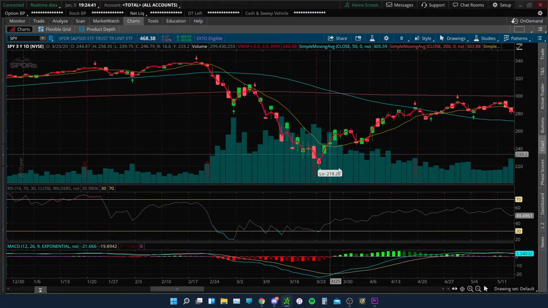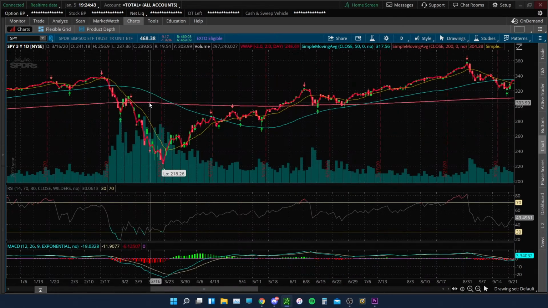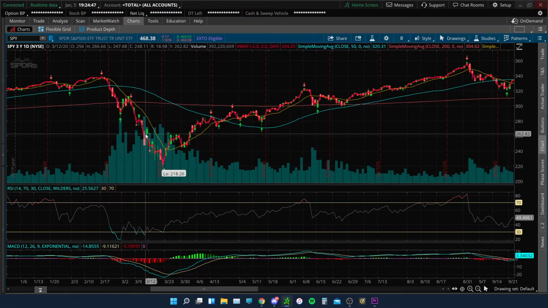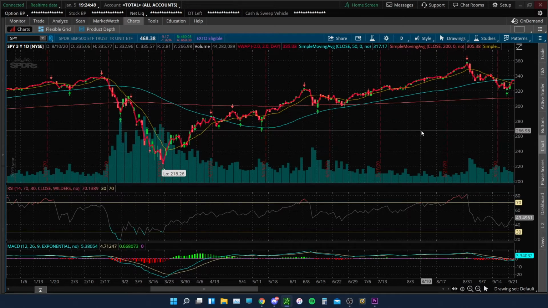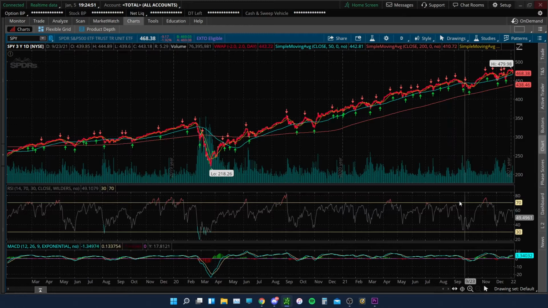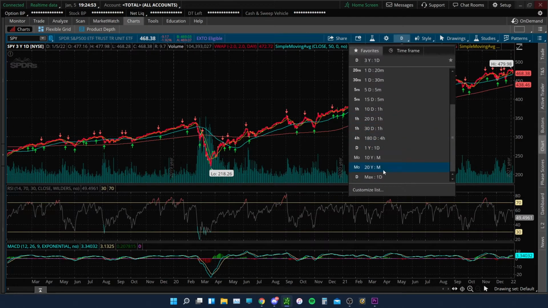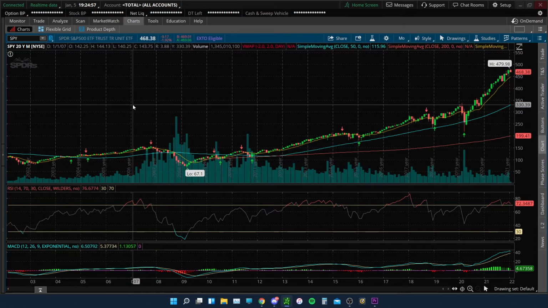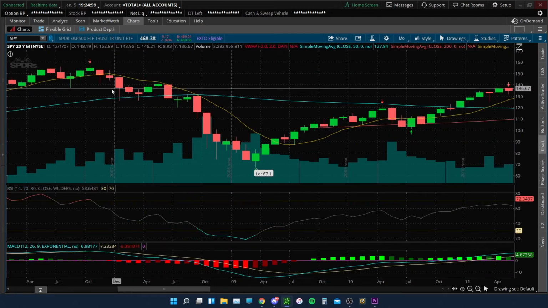This was just panic selling due to COVID news and all of that during the pandemic, but that's a pretty decent market correction. So same thing, that's what we're looking at again. If you want to look at the overall chart, like the 20-year chart, same thing happened. Look at 2008, 2009, same thing.